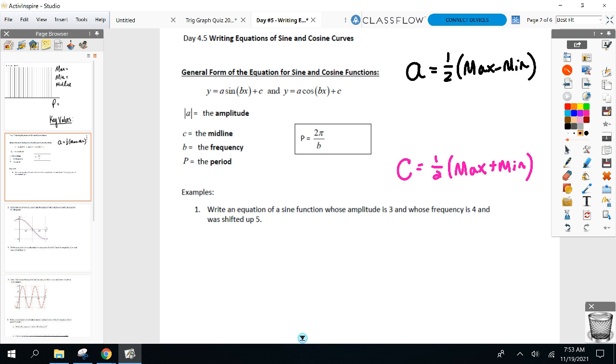Here's the tough part. It's going to be the B value. I don't have a formula for B. Neither do you. But I do have a formula that involves B, which is what formula? Period formula. So that's what I'm going to need. P equals 2 pi over B, and I'm going to need to solve for B. I need all three before you write the equation. Okay? All three before we write this equation.